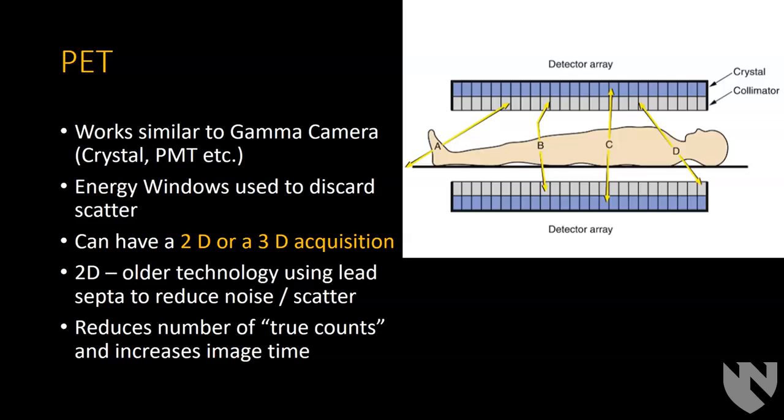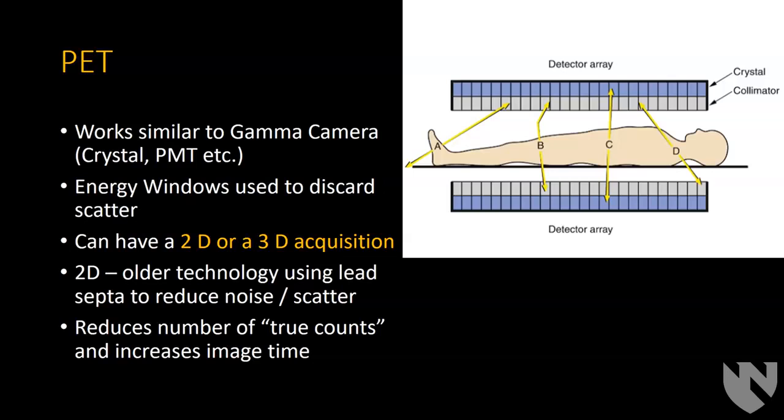So a PET detector works very similarly to a gamma camera. They'll have a crystal, a photomultiplier tube, or a digital detector, and energy windows that are used to discard scatter. One thing that's different is that you may or may not have a collimator. In older systems that were called 2D PETs, you did have a collimator. They had septa that made it so that only the photons that were going perpendicular to the collimators would get detected to reduce scatter.